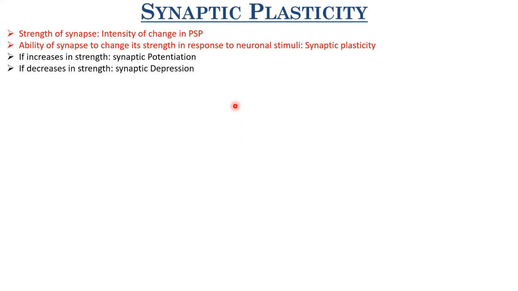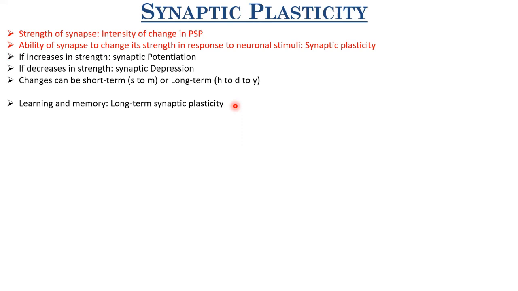Now, these synaptic plasticity changes can be either short term, which lasts for some seconds or some minutes, or they can be long term changes in the plasticity, ranging from hours to days to even years. And mostly it's the long term synaptic plasticity which is responsible for all the learning and the memory that we have. So our whole intelligence depends upon this long-term synaptic plasticity. If the strength of these synapses had to remain the same, we wouldn't learn anything at all. It's only because of this ability to change the strength of the synapse that we learn new things.